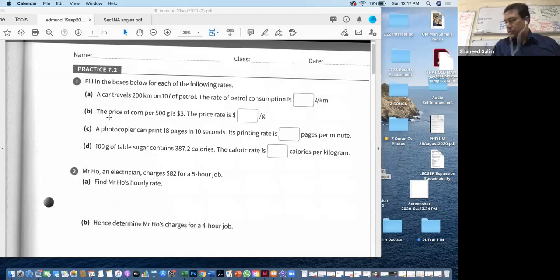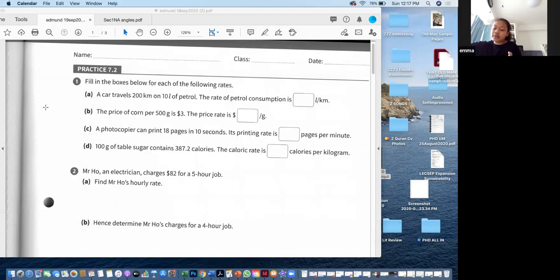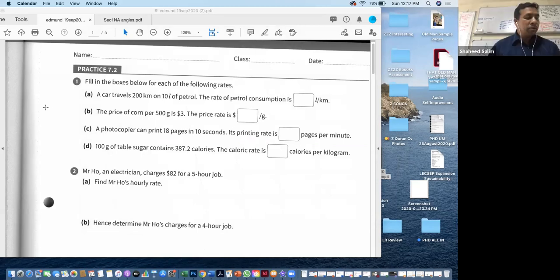Okay, let's come to this now. Chapter 7. Just a moment. Okay, all right. You have done it, right? So question 1. A car travels. What's your answer for the first one? I haven't done it yet. 2 liters per km. Is it? Haven't done it yet. Okay. So can you try?